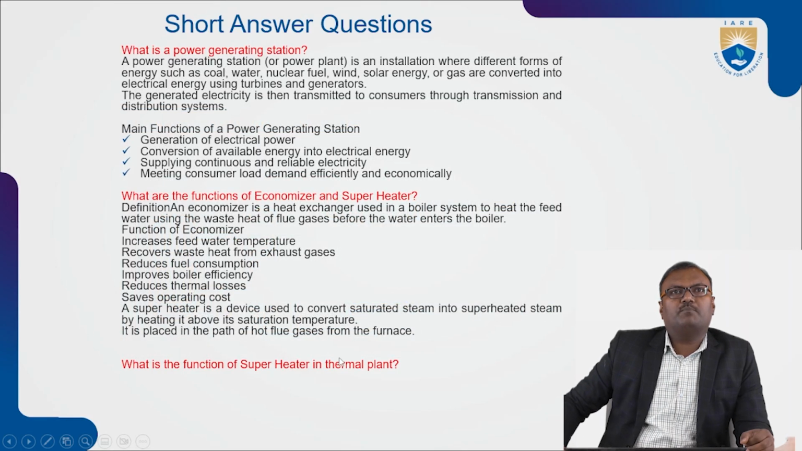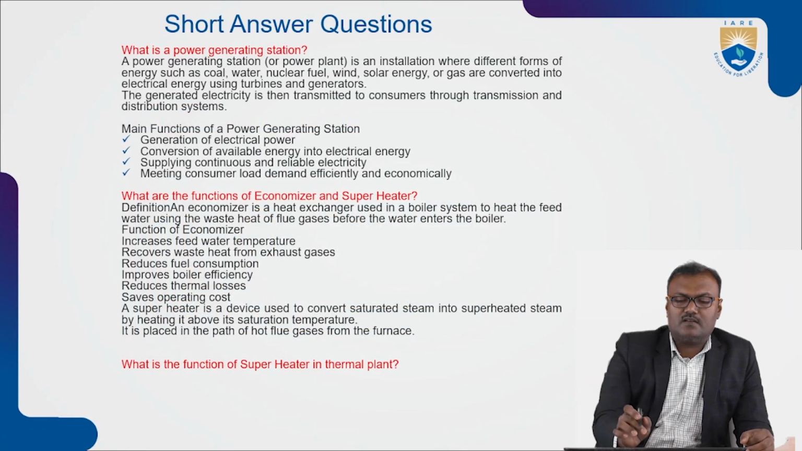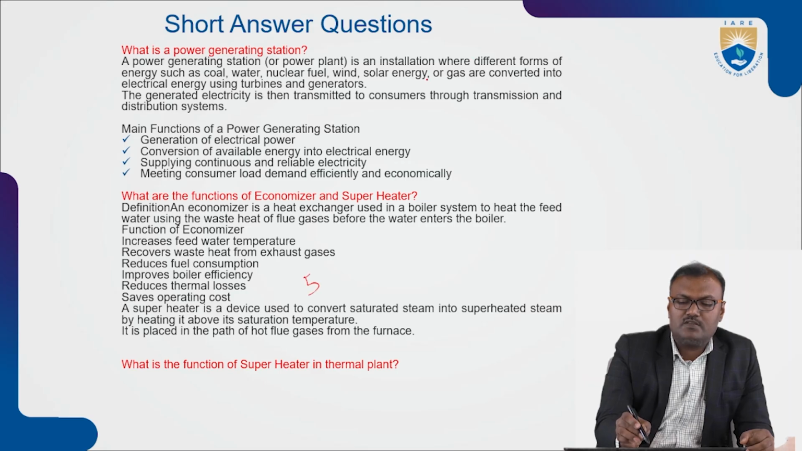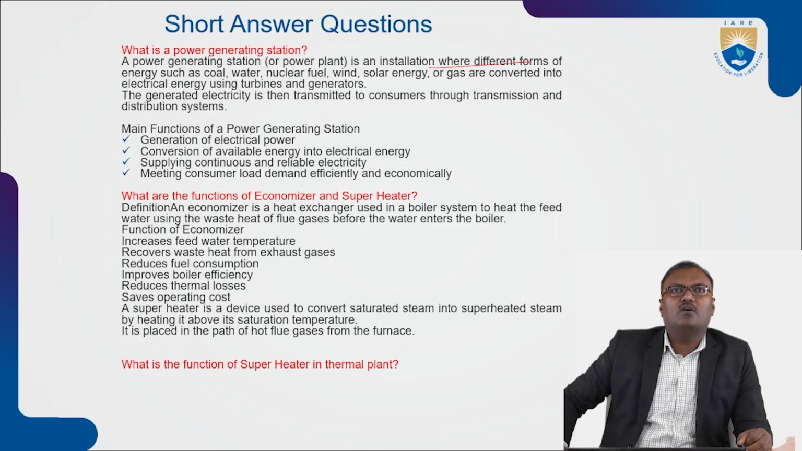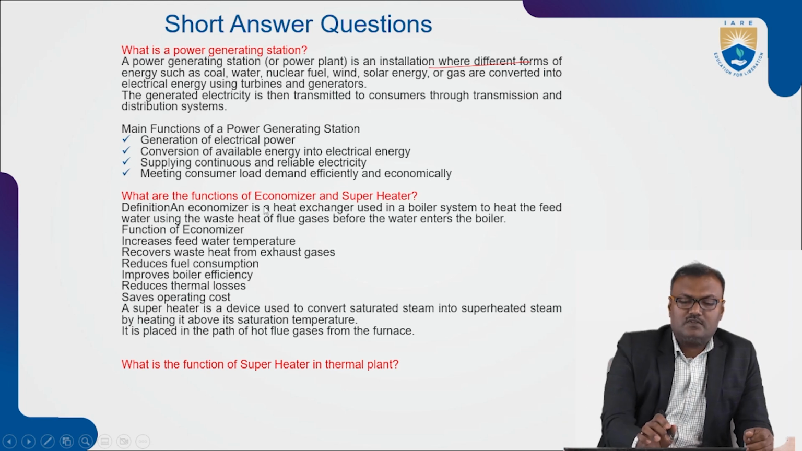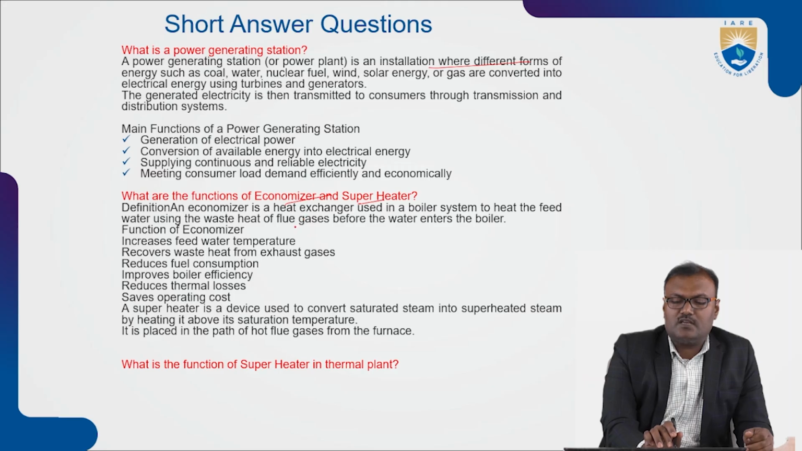Next one is, what is a power generating station? That is an installation where we can generate power from different forms of energy, such as coal, water, nuclear fuel, or wind or solar energy, depending on the type of generation. And the functions of economizer and preheater. Economizer is a heat exchanger used in a boiler system to heat the feed water using the waste heat of flue gases before water enters the boiler. That is the function of the economizer.